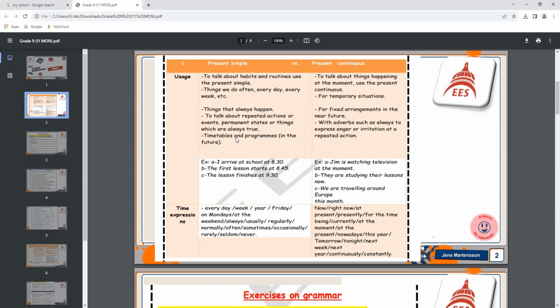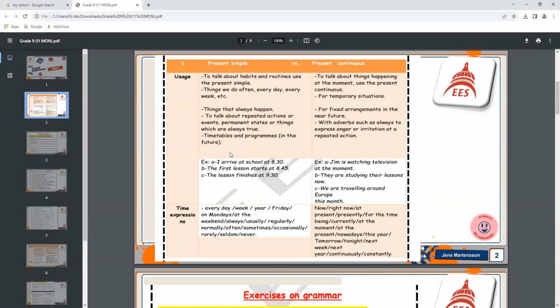Okay, another usage for the present simple: timetables. How can we use it with a timetable? I can say the train leaves at 6 o'clock today. This is a timetable, but it will happen in the future. Okay, let's take a look at these examples.